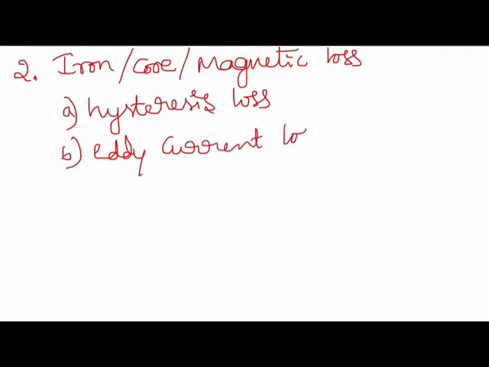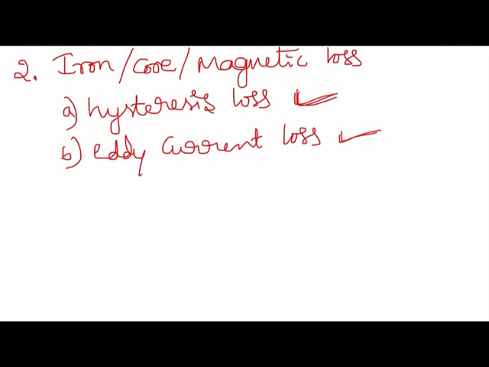So we have two types of iron or magnetic loss: hysteresis loss and eddy current loss. We have already studied these hysteresis and eddy current losses in transformers. Here also they are the same. Hysteresis loss occurs due to the continuous magnetization and demagnetization of the core part of the DC machine.